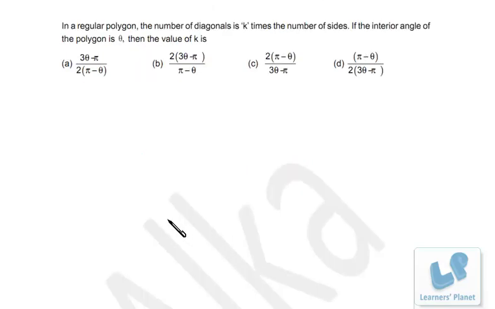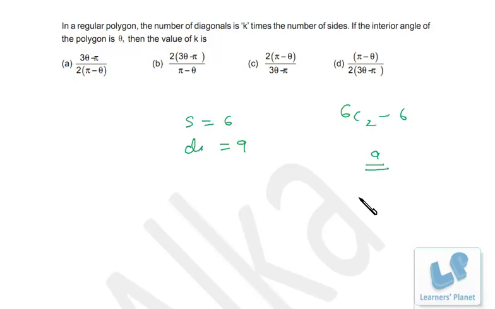Now friends, we have this problem. In a regular polygon, the number of diagonals is k times the number of sides. If the interior angle of the polygon is θ, then the value of k is. Now friends, instead of deriving this formula, what you can do is choose a value for the variables, right? To be more accurate and confident, I would take a hexagon over here. Hexagon, that means 6 sides. Sides is equal to 6, and the number of diagonals a hexagon has is 6C2 minus 6. So 6 5s are 30 by 2, 15 minus 6, that means 9 diagonals.